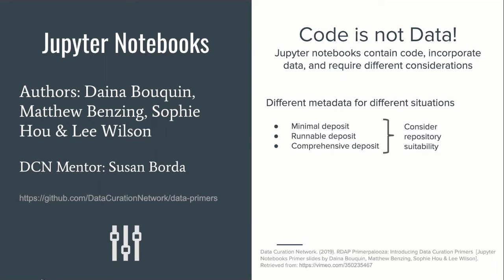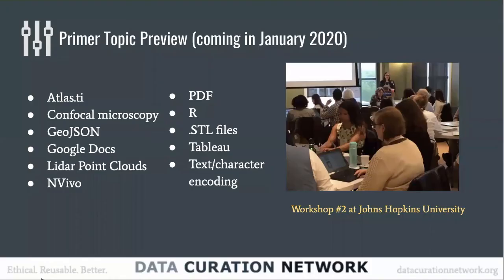And Jupyter Notebooks are one of those weird formats that not everybody knows how to handle yet. They're not as ubiquitous as Excel and those kinds of things. So they do have different metadata for different situations. And they're all really useful. This one's fun. And I think Lee is here, right? It's CNI. Okay, never mind. So coming in January 2020, we have another group of primers coming out. These have some qualitative formats and files in here.